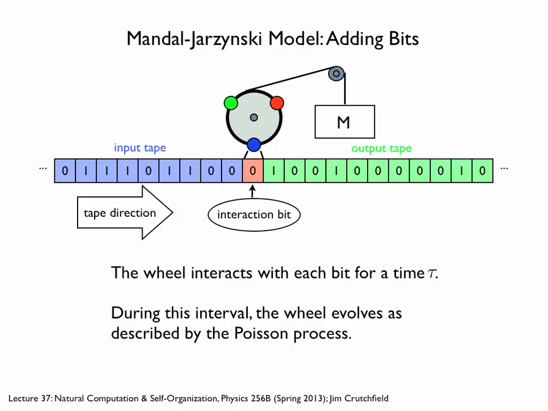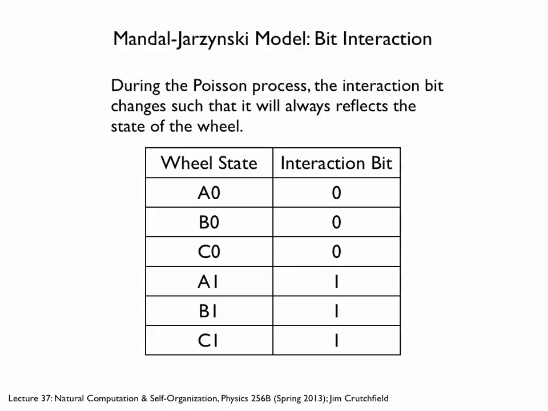because an additional part of this model is that it has interactions with a tape here. So for the interactions with this tape, you have an input tape here, and then you have an input bit on this tape, and then you have an output tape. And the tape moves in this direction. As this tape passes by, the wheel interacts with each interaction bit for a time tau. And during this interval, the wheel evolves as described by the Poisson process.